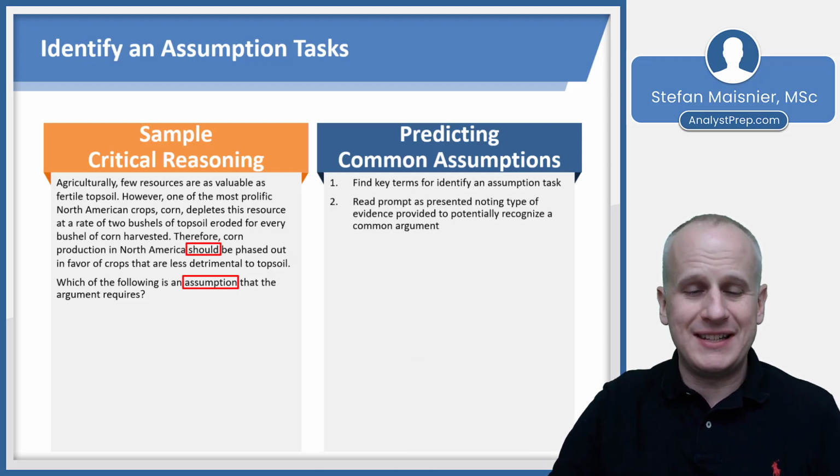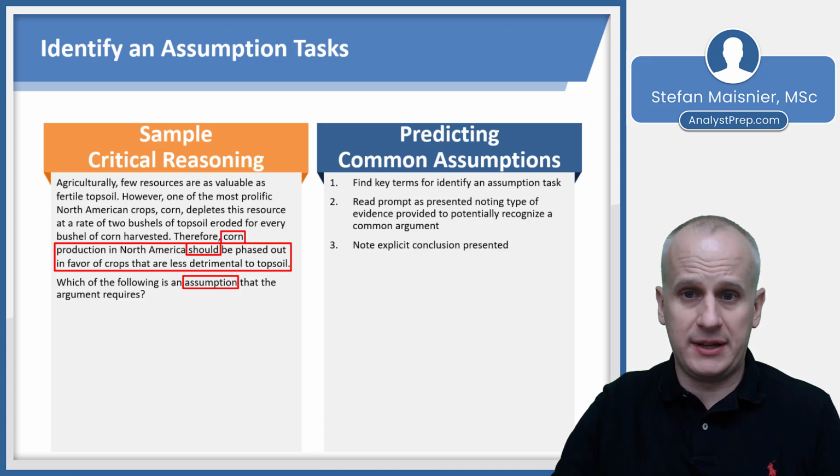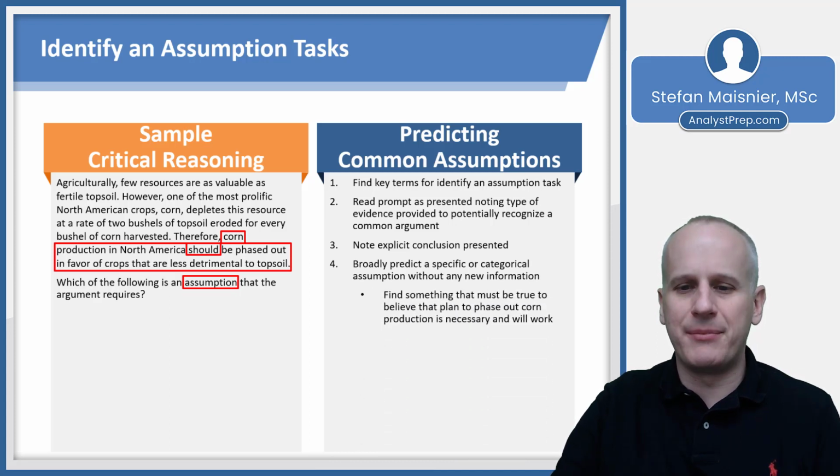So we see the term should, which indicates a recommendation. So we now know what our common argument type is going to be for this argument. It is a plan or recommendation, which is going to inform our stock assumption. So our conclusion is the plan that's being offered and that it's going to be executed. So we know that our prediction should be to find something that must be true to believe that this plan to phase out corn production is necessary and will ultimately work to save the topsoil.